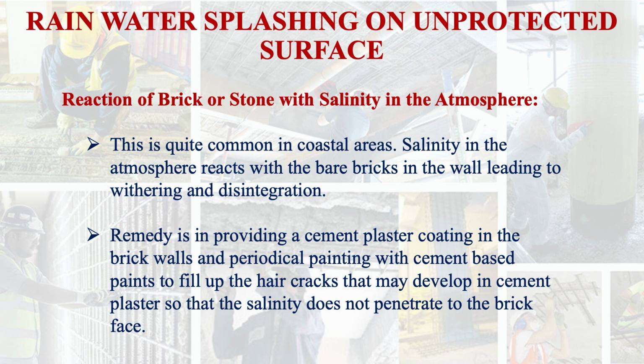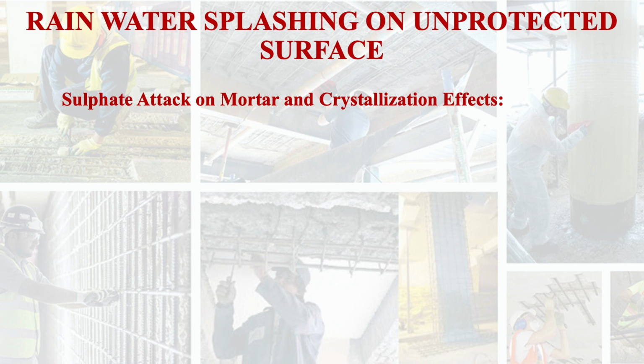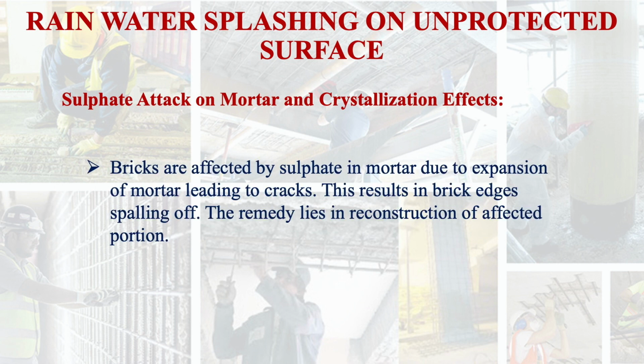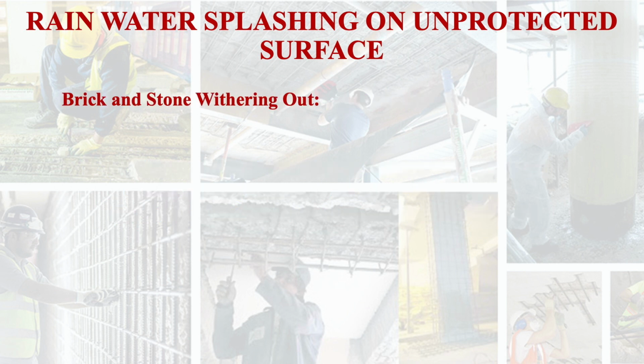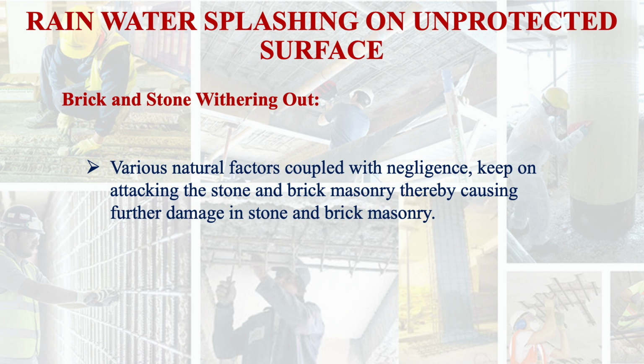Next is sulfate attack on mortar and crystallization effects. Bricks are affected by sulfate in mortar due to expansion of mortar, leading to cracks. This results in brick edges spalling off. The remedy lies in reconstruction of the affected portion. Next is brick and stone withering out. Various natural factors coupled with negligence keep on attacking the stone and the brick masonry, thereby causing further damage in stone and the brick masonry.